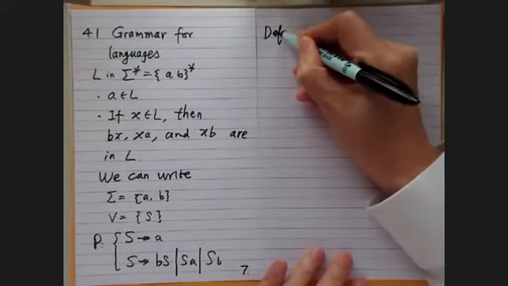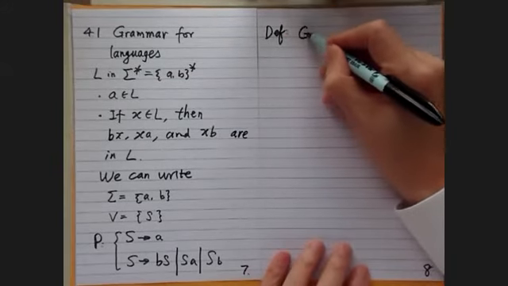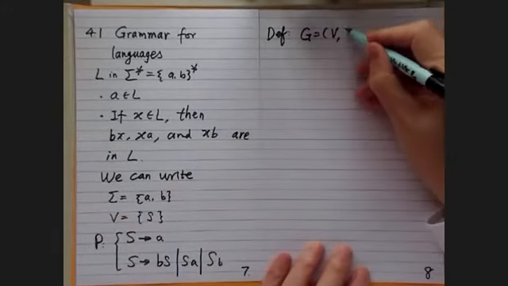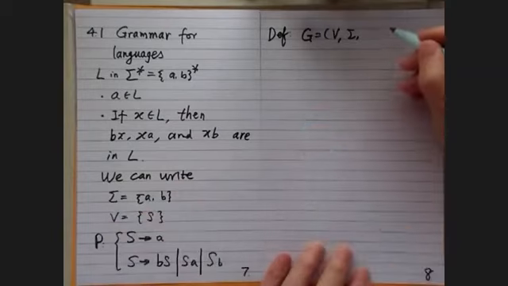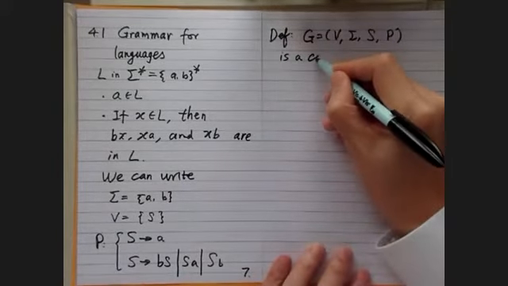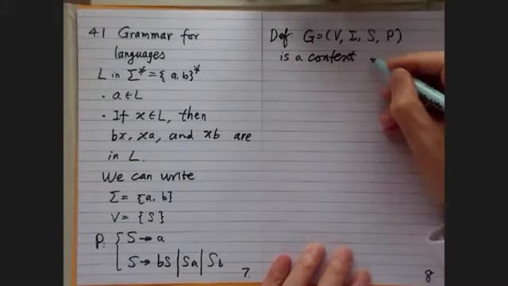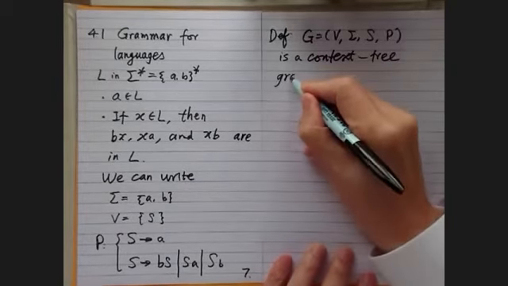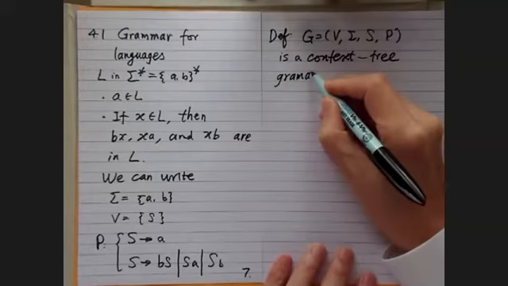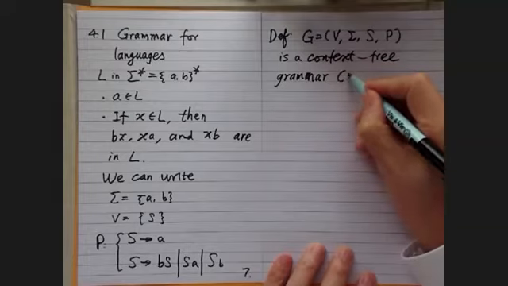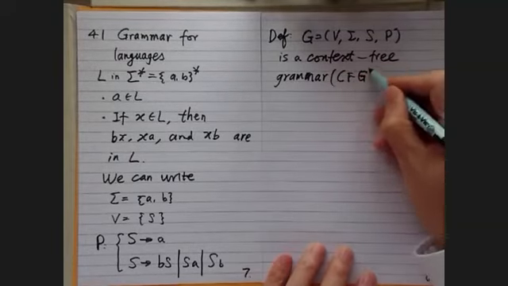So let's redefine now, right? Define a grammar G as a 4-tuple, which is V, sigma, a starting symbol, and productions. Sigma is the alphabet. Production is right there, all right? Then it is a context-free grammar, CFG, later we just call it CFG.